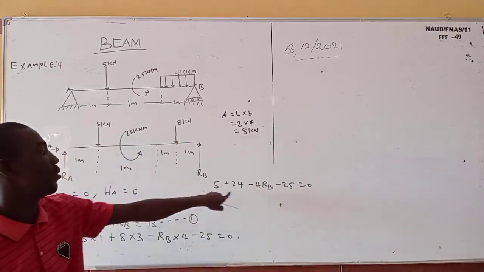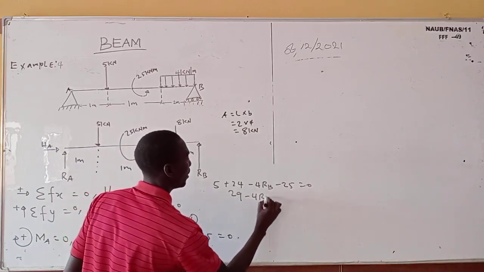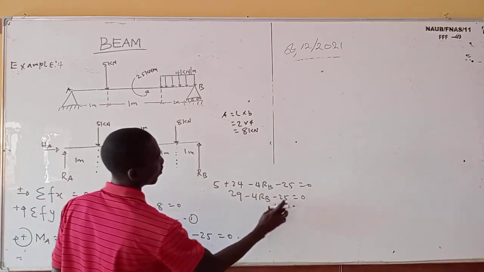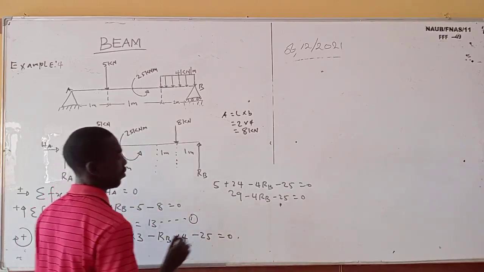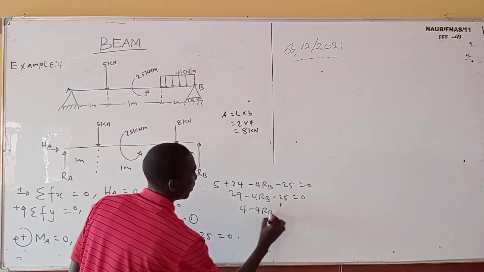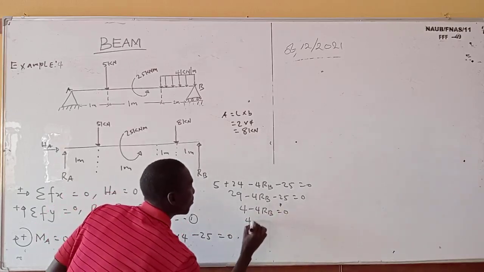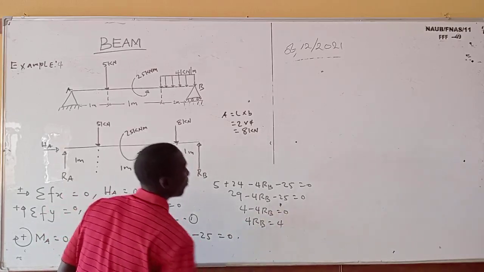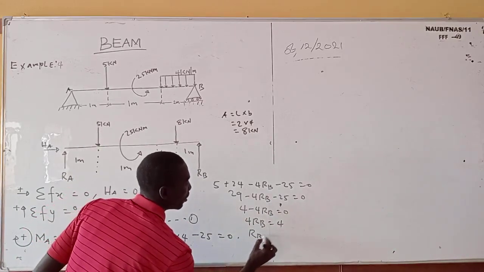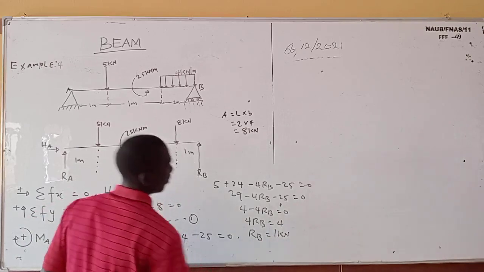So this plus this is 29. We are going to have 29 minus 4 R_B minus 25 equals 0. 29 minus 25 is nothing but 4. It's going to be 4 minus 4 R_B equals 0. If this one crosses to the other side, it's going to be positive. So it means 4 R_B is equal to 4. For me to get my R_B, I divide both sides by 4. So R_B is equal to 1 kilonewton. Do you get that?